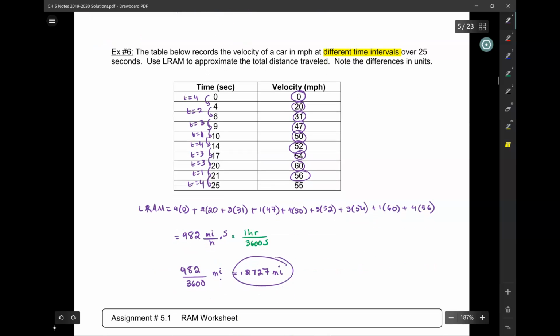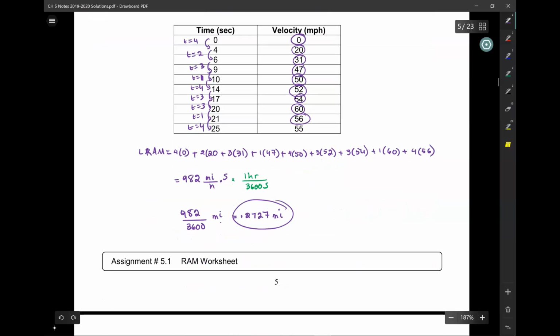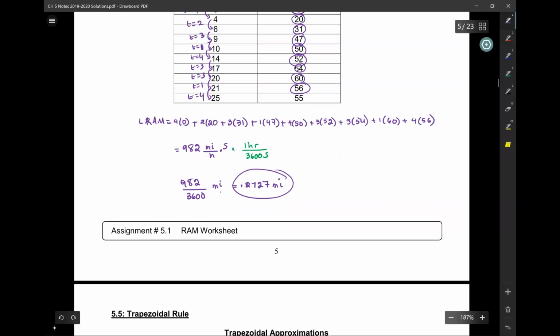Okay. Now, that's how many miles. Do you know how to convert to feet? If you needed to, what's the conversion? 5,280 if you needed to convert to feet.